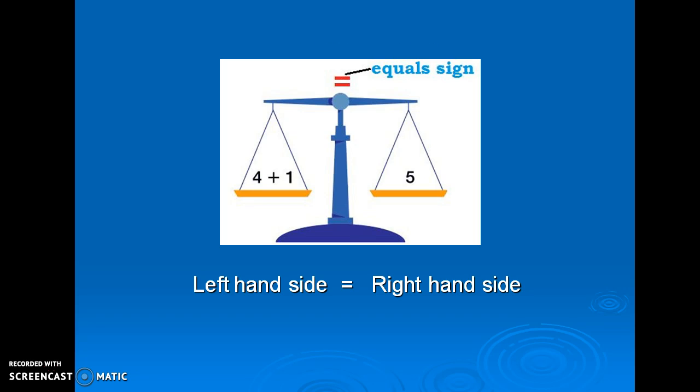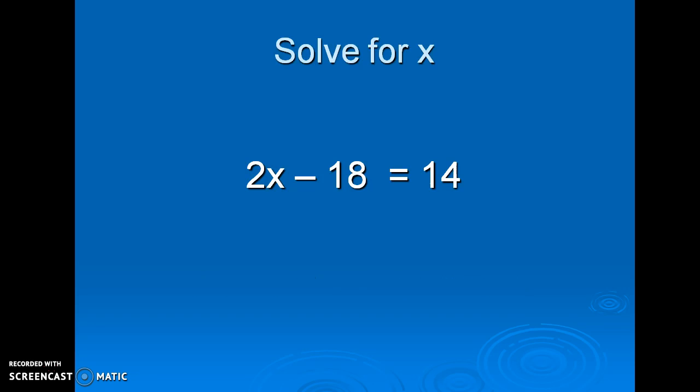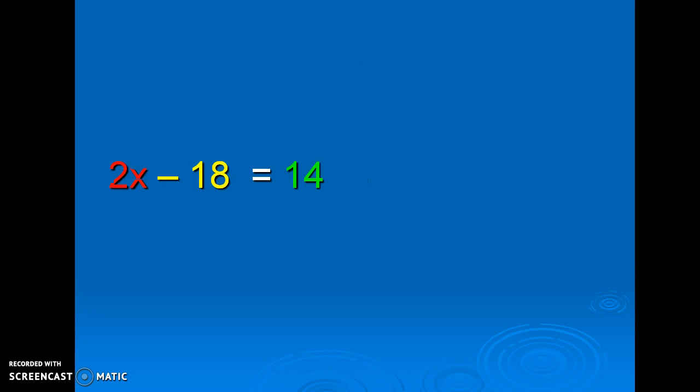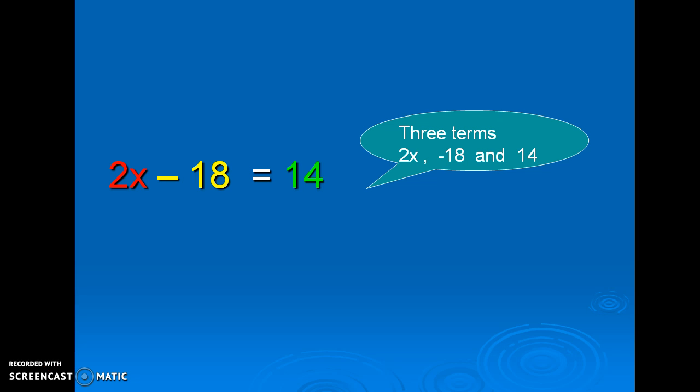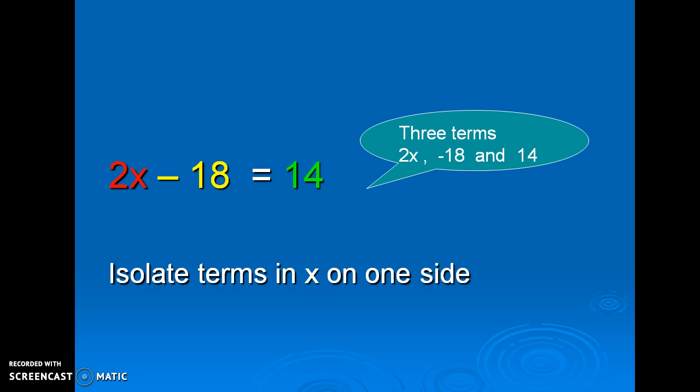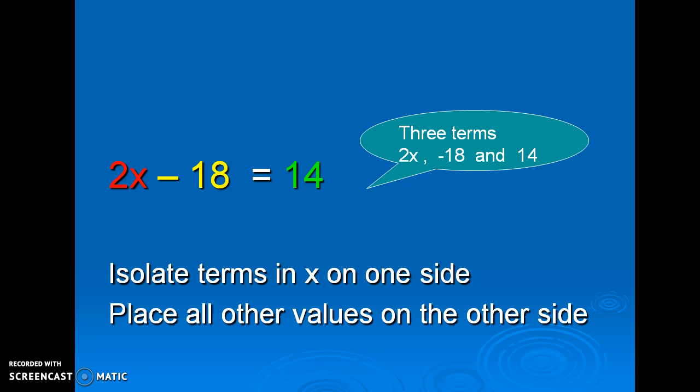Now let us look at the first example. Here we want to find the value for x in the equation 2x minus 18 is equal to 14. But if you look closely at the equation, note that it has three distinct terms: 2x, minus 18, and 14. The aim here is to isolate the term in x on one side of the equation. Usually we isolate the term in x on the left hand side, and we place all other values on the other side of the equation.